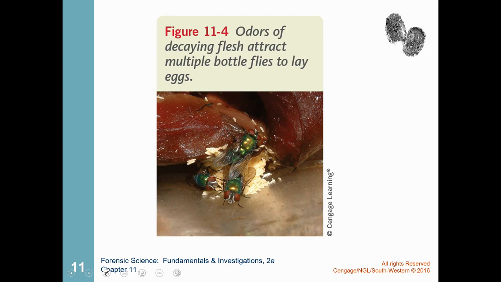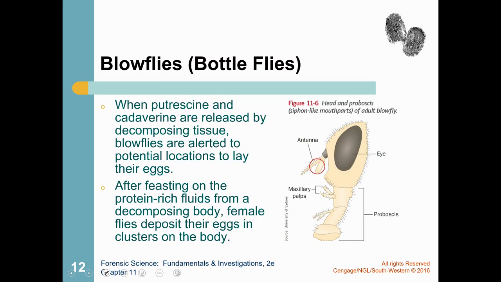The two basic odors of decaying flesh are cadaverine and putrescine. Those are the chemical names of those two, and I think those are very aptly named. So we have the blowflies, which we call blowflies or bottle flies. When the putrescine and cadaverine, the chemical names of the scent emitted from a decomposing body, are released, blowflies are alerted to the potential. They have a very, very strong sense of smell, so they can smell that for miles around, and then they come in and lay their eggs.